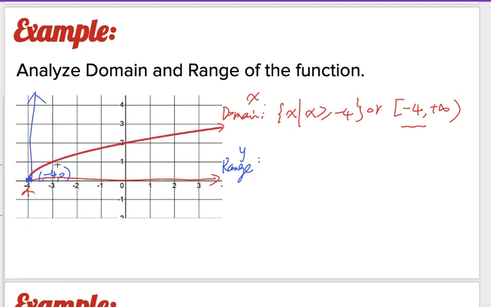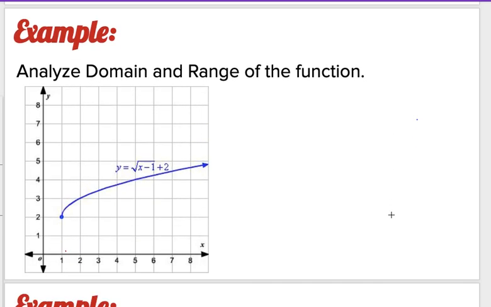Vertically, you can see the graph is slowly increasing, so it's also going up. But some students might say, oh, for the range, does that mean y is also greater than or equal to -4? No. For the y, you have to check the y value vertically, which here is 0. You can also check the coordinate of the starting point, which is also 0. So it's y greater than or equal to 0, or we can write 0 to infinity.